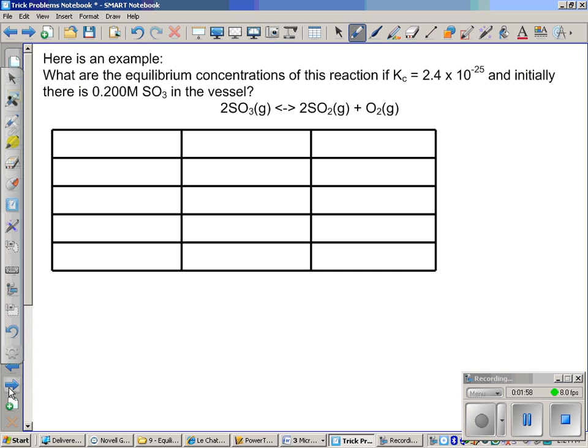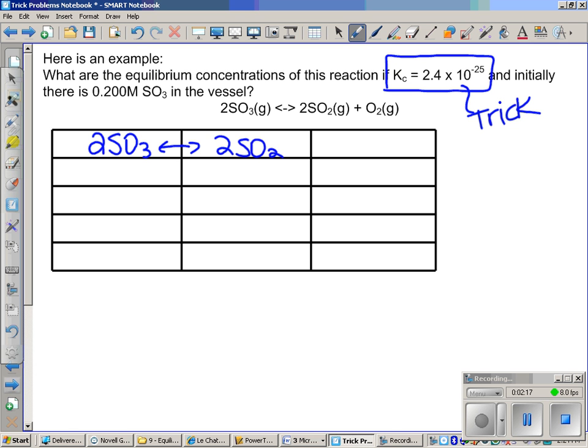The problems are going to look normal. Otherwise, this is a very normal looking problem. But again, you're reading through the problem and you see this incredibly small value. You're going to write yourself a note, hey, don't forget to do the trick. Okay, so let's just go ahead. This will be a good review. Notice all our substances are gases, so we're going to be using everything. They tell us initially there was 0.2 molar of SO3, so this will be 0.2. They told us nothing about these ones, so those ones will both be zeros.